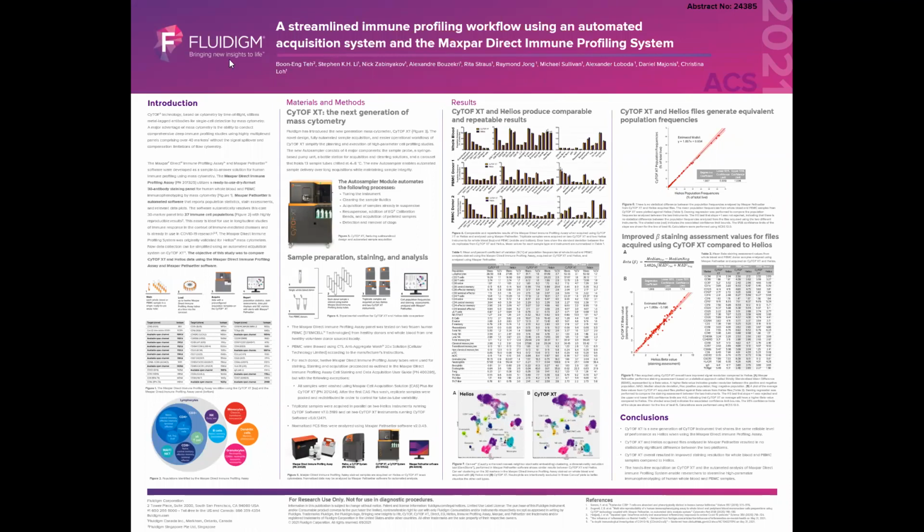Welcome to my poster on a streamlined immune profiling workflow using an automated acquisition system and the MaxPar Direct Immune Profiling system. As a quick introduction to our technology, mass cytometry, we have a couple of versions of the instrument. Recently, we have launched the new CyTOF XT, which is our fourth generation of mass cytometer. The older generation is called the Helios system.